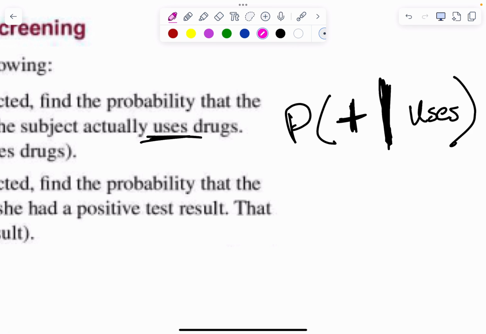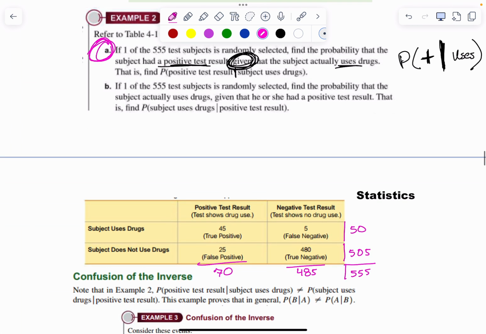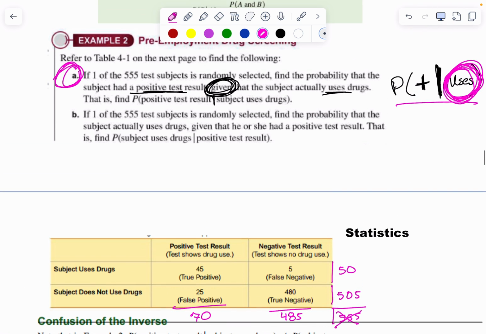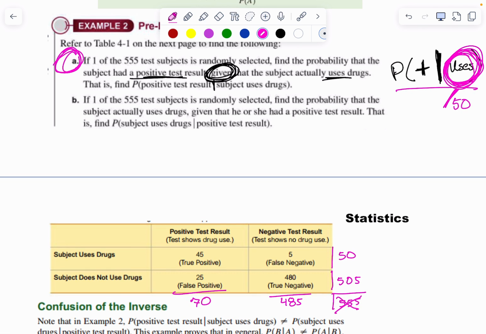Now, it is a conditional probability, so we are no longer looking at all 555 subjects. I'm only interested in looking at the people who use drugs. This is my new bottom number, right? So how many people actually use drugs? 50. 50 is my new bottom number. Of those 50, how many tested positive? 45. So 45 out of 50, or 9/10, is going to be my new conditional probability. That word given tells you what your new bottom number is.